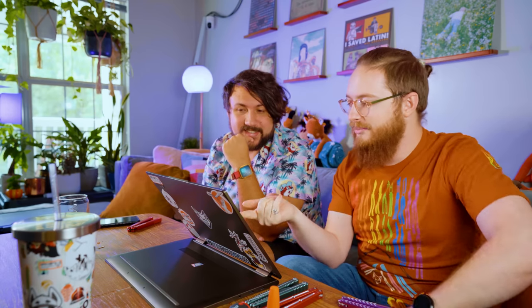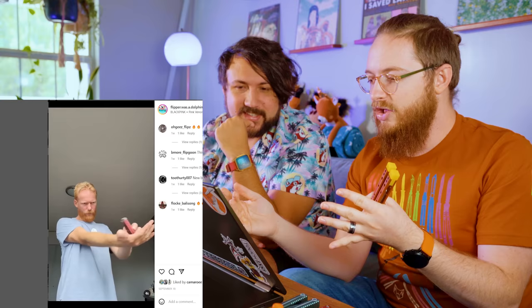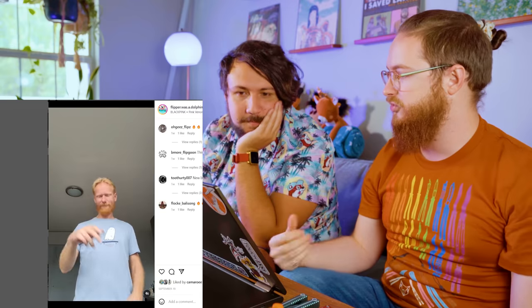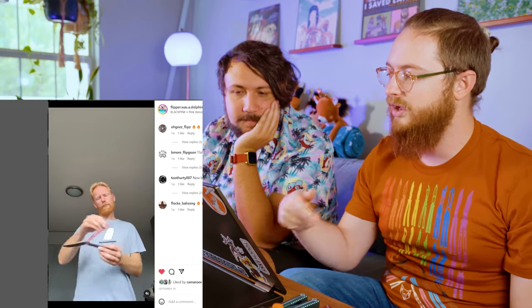So this is what I'm talking about though. This is the stuff where you're just messing around and creating new ideas, and that's how you push this art form forward. Doing the same thing over and over again is not the same as actually pushing the art form forward in this way. I just think Flipper was a Dolphin stuff is super cool.